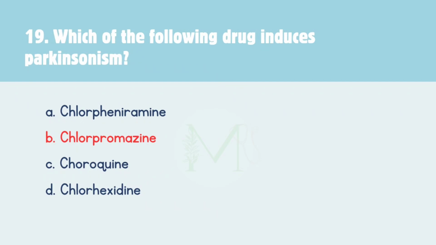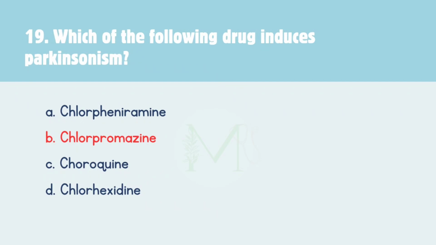Chlorpheniramine option is incorrect because it is an antihistamine, H1 blocker, and does not cause Parkinsonism. Chlorpromazine is the correct option. It is an antipsychotic that blocks dopamine, as a result of which Parkinsonism occurs. Chloroquine is incorrect. Chloroquine is an anti-malarial drug that can cause ocular toxicity but not Parkinsonism.